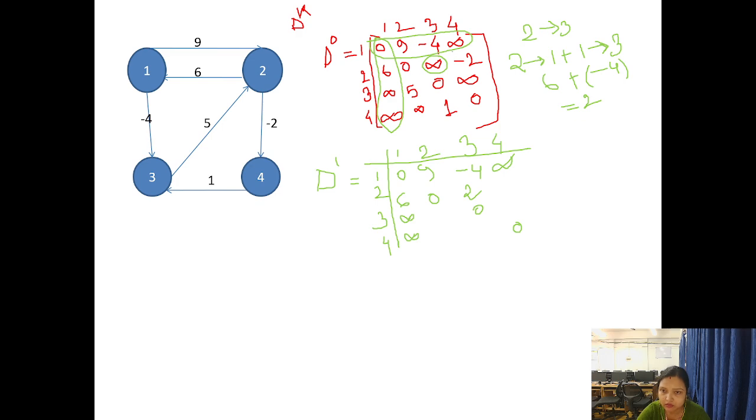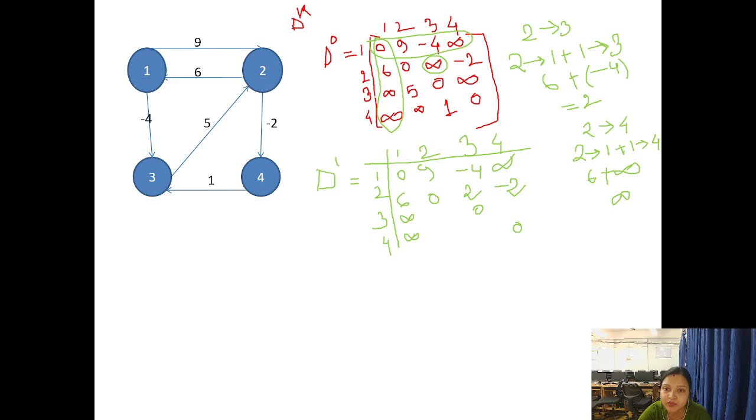Okay. Now let's update this one, 2 to 4. For 2 to 4, it will be 2 to 1 plus 1 to 4. So what is the value of 2 to 1? The value of 2 to 1 is 6. So 2 to 1 is 6 plus 1 to 4. 1 to 4 is what? Infinity. So 6 plus infinity is infinity only. And here it is minus 2. 2 to 4, there was a direct path and it was minus 2. So obviously minus 2 is minimum. We will go with this path only. Okay. So similarly, we will find out the other distances as well.